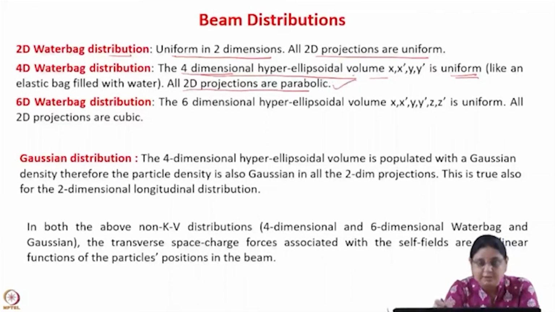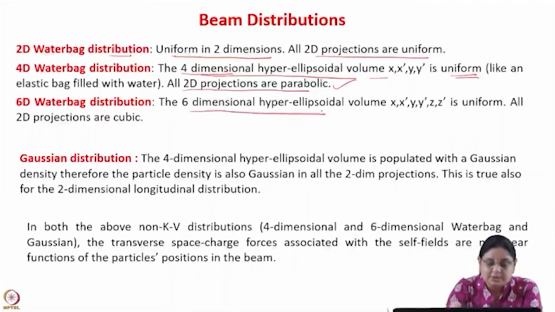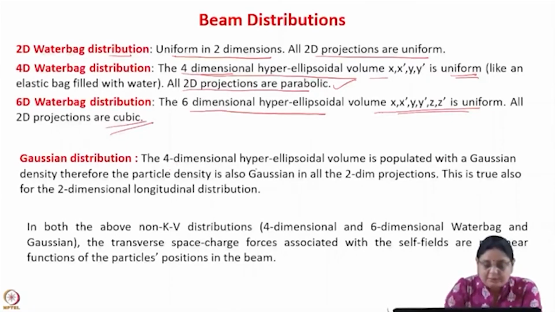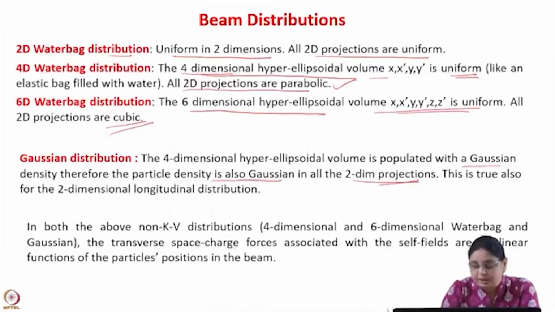We'll derive this in a moment. You can also have a 6D water bag distribution. Here the 6-dimensional hyperellipsoid volume is uniform. So the charge is distributed uniformly in the 6-dimensional hyperellipsoid volume. In this case, the 2D projections are cubic. We can also have a Gaussian distribution. The 4-dimensional hyperellipsoid volume is populated with a Gaussian density, and therefore particle density is also Gaussian in the 2-dimensional projections. This is true for 2-dimensional longitudinal distribution also.